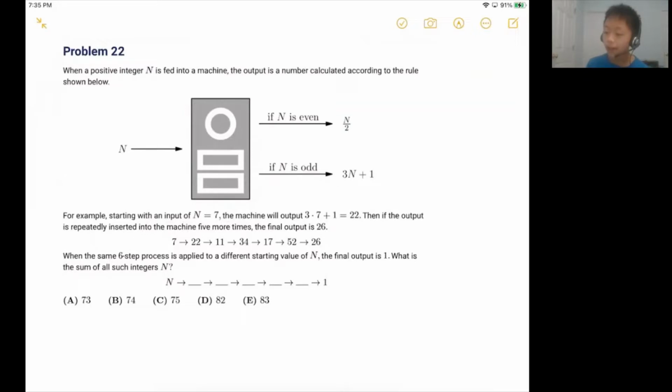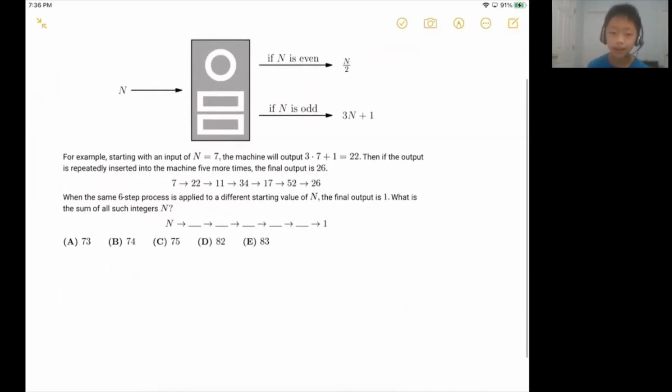We're told that when the same 6-step process is applied to a different starting value of n, the final output is 1. And we want to know the sum of all such integers n. So yeah, this is a really interesting problem, because it's kind of hard to understand how to start approaching it.